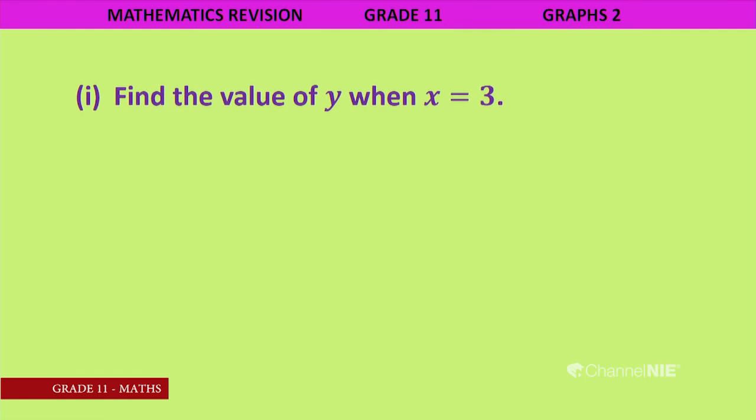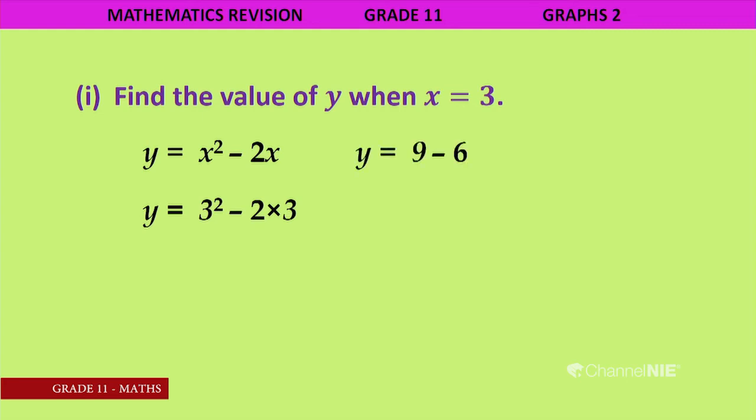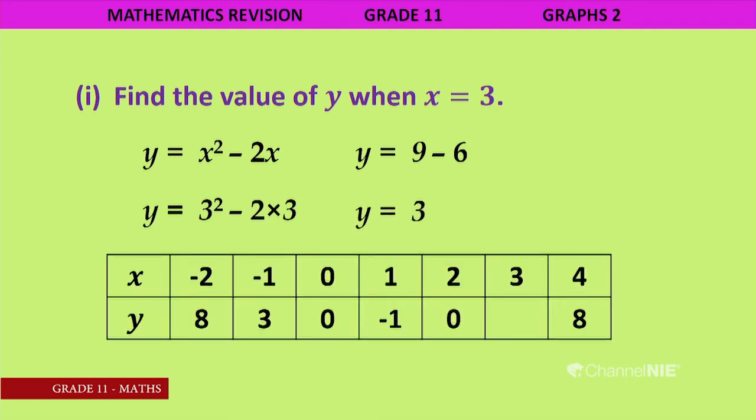Find the value of y when x equals 3. X squared minus 2x, then you can substitute 3 here. 3 squared minus 2 into 3. Y equals 9 minus 6. Y equals 3. Right? 3.